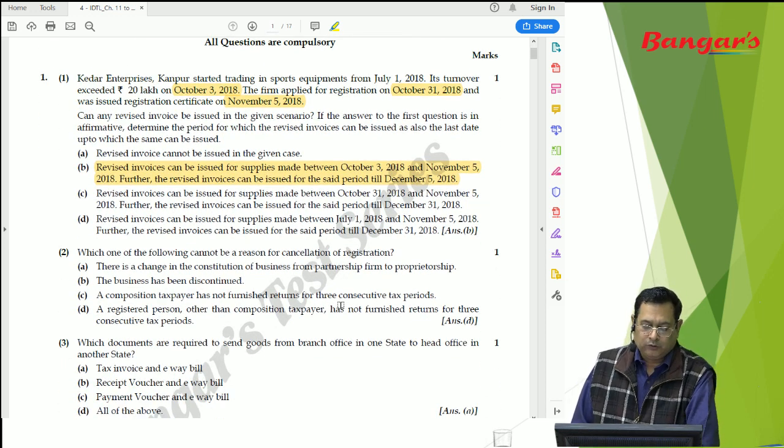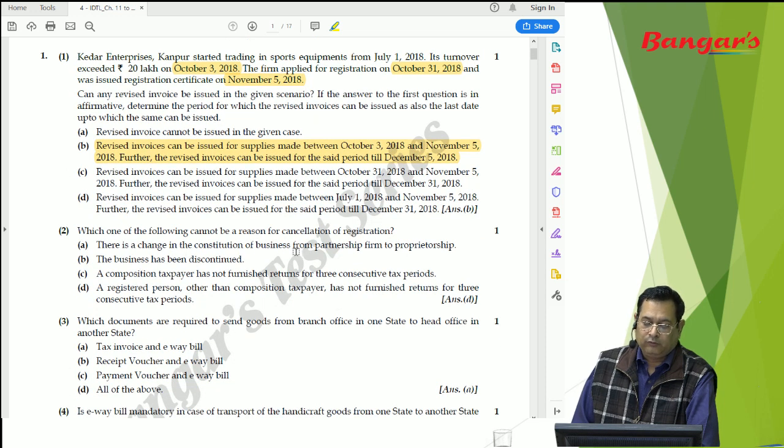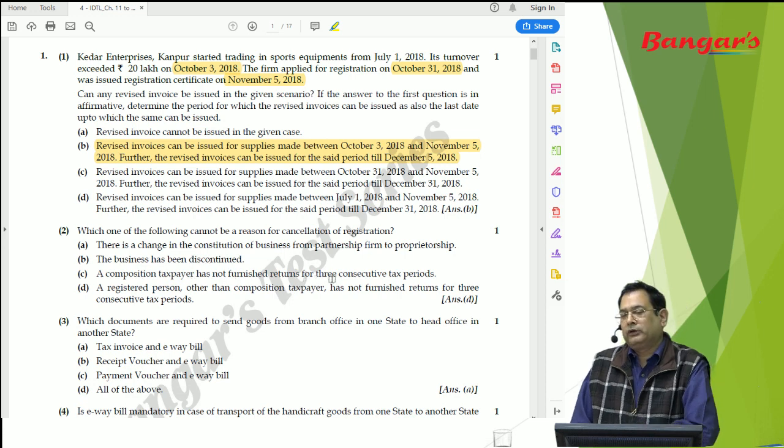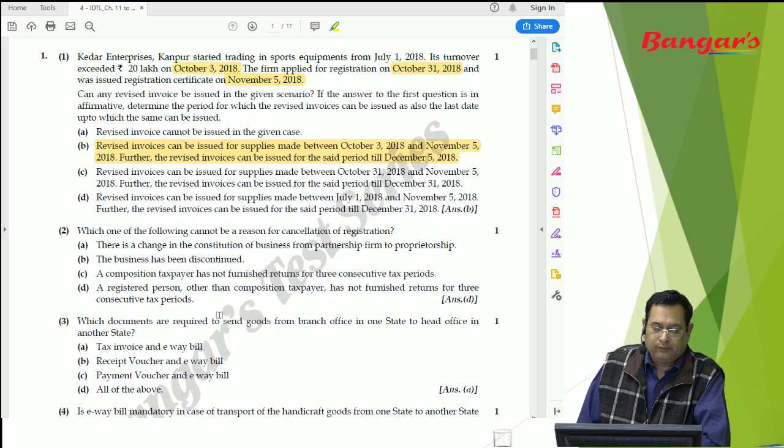Now, question number 2 was which of the following cannot be a reason for cancellation of registration? In case there's a change in constitution of business from partnership firm to proprietorship, then registration will stand cancelled. If business is discontinued, then also it will be cancelled. And if a composition taxpayer has not furnished the return for 3 consecutive tax periods, there also registration will stand cancelled. However, if a registered person other than a composition taxpayer has not furnished his return, it must be 6 consecutive tax periods, that is basically 6 months returns. So here the answer will be D.